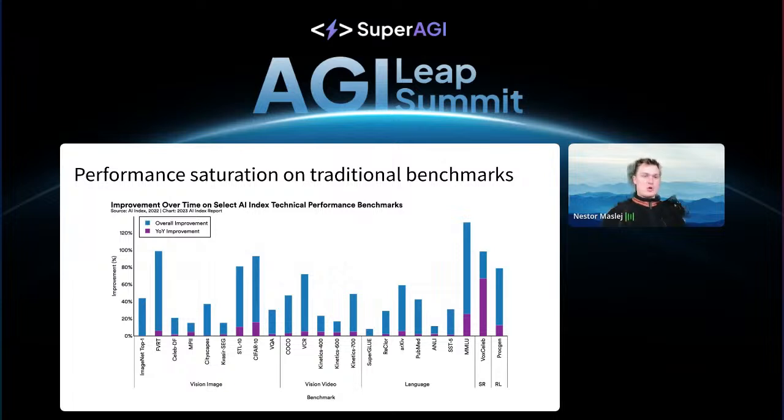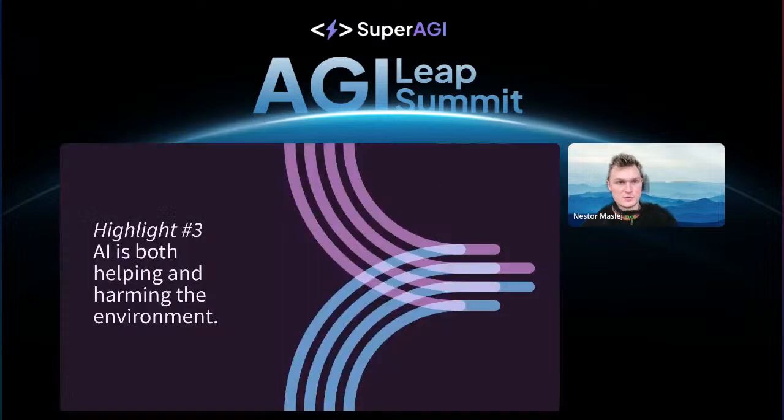Blue is looking at the overall improvement on a select benchmark since it launched, and Purple is looking at the year-over-year improvement. And the fact that there's way more blue than there is purple is indicative of the fact that on a lot of these traditional benchmarks, AI performance has become increasingly saturated. So as a research community, we need harder and more challenging tests as a means of measuring what AI is actually capable of doing.